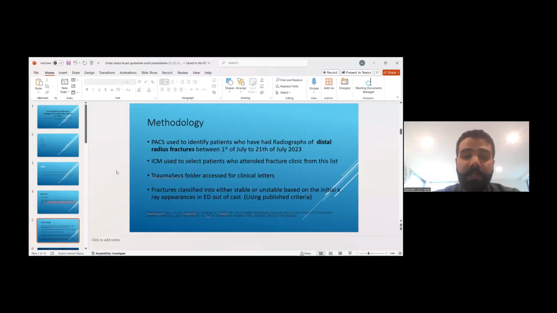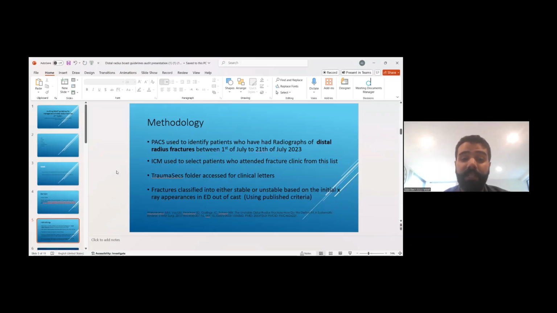Methodology: we used our systems to look at the X-rays and classified them into stable and unstable fractures. We looked at the X-rays over 3 weeks in July, from the 1st to the 21st, 2023. ICM was used to see the patients who attended the fracture clinic. Trauma secretary folders were used to access the clinical letters and see the impressions of the surgeons who saw the patients in fracture clinic, their impression of the fracture as stable or unstable, and whether any changes happened after the initial trauma that might trigger requesting new X-rays.